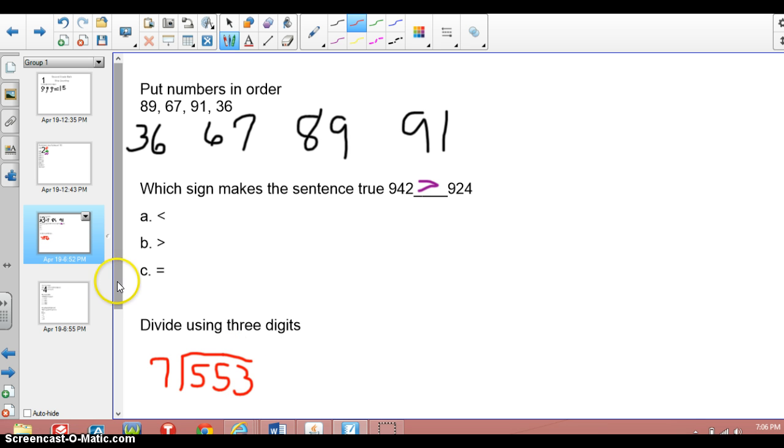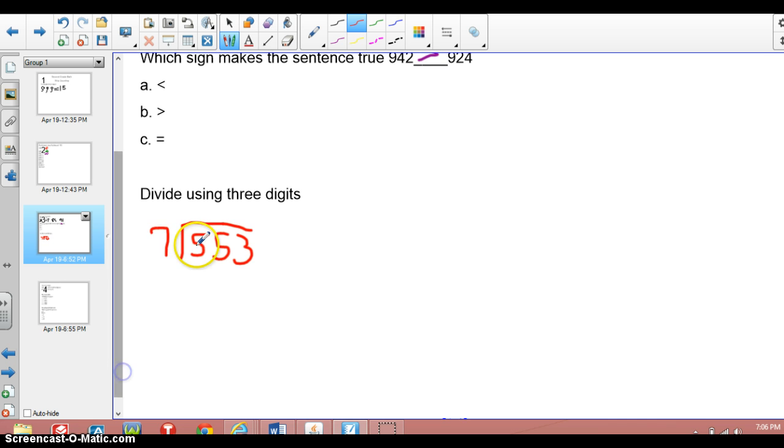So when we're doing this math problem, we have to come down some more so we can write it out. 7 goes into 5, it doesn't. So 7 goes into 55 7 times, which gives us 7 times 7 is 49. And if we subtract that, what do we get? We get 6.